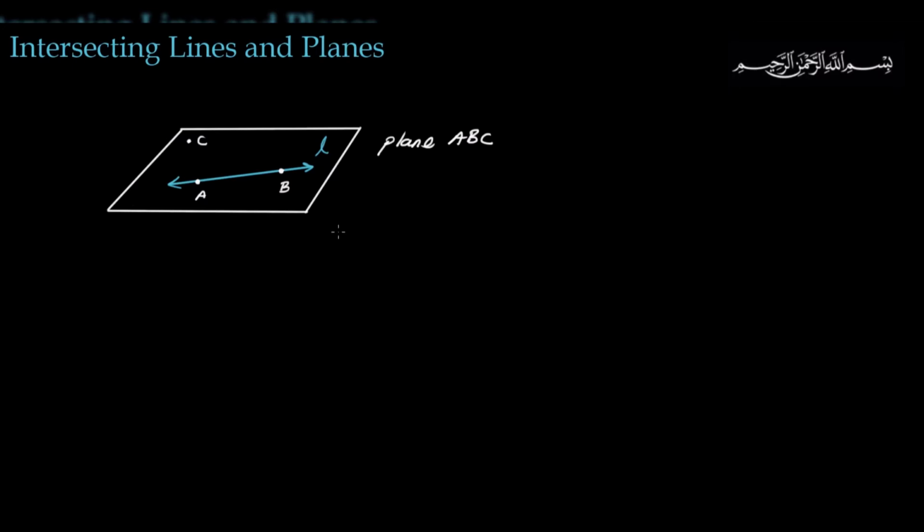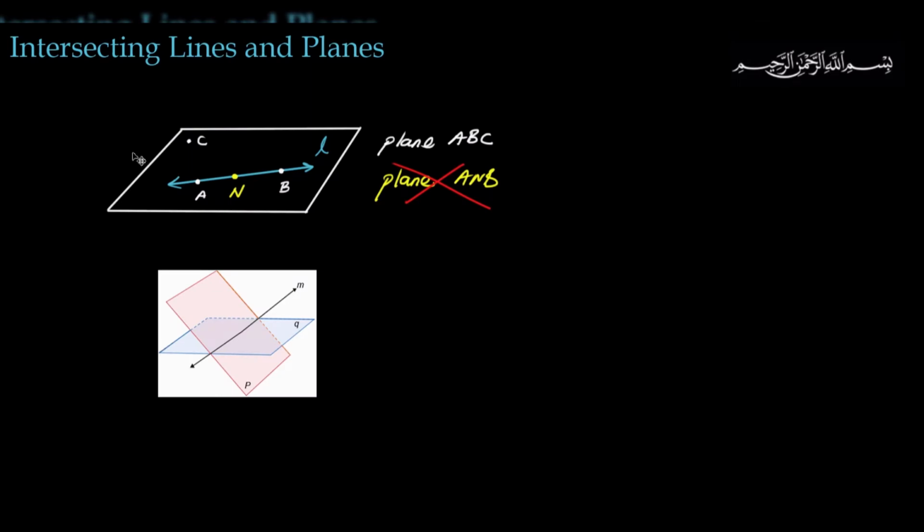I cautioned you last time that when naming a plane, you have to make sure that the points are not collinear. So if we had a point, let's call this one N over here, you can't say that this is plane A and B. This would not be a proper naming of a plane. The points that are used to name a plane cannot be collinear. The reason for that is that you can have multiple planes that can be named by 3 points that are on the same line.